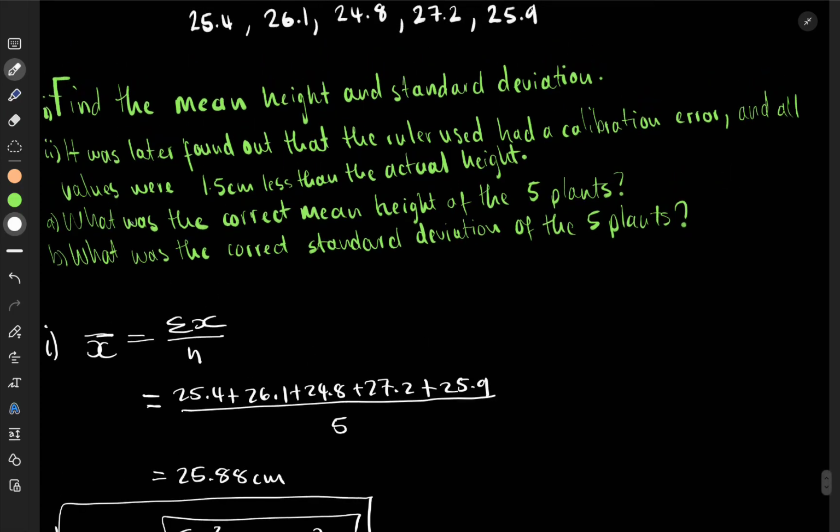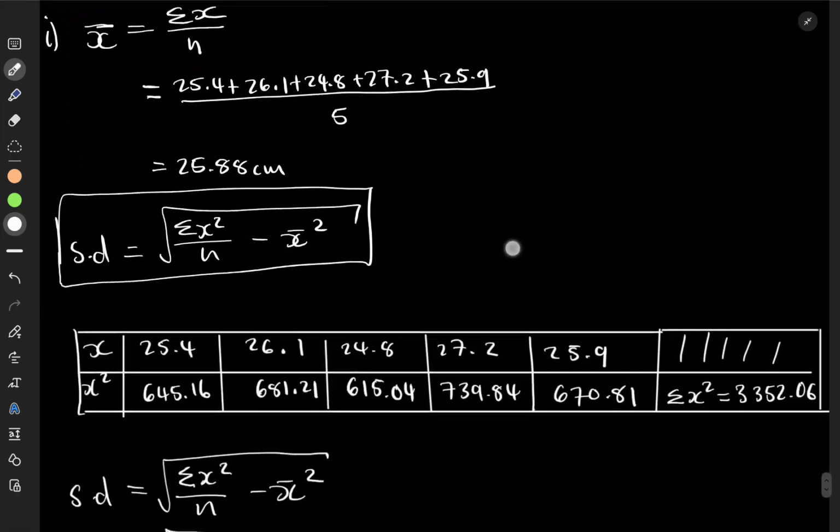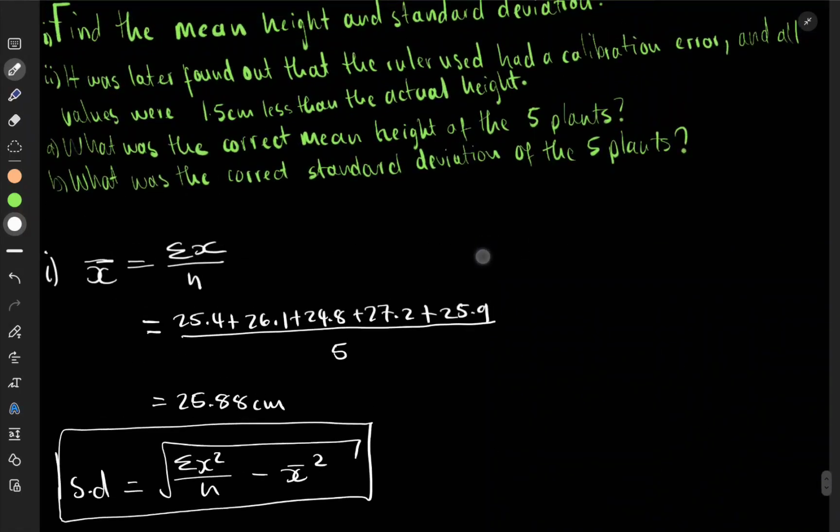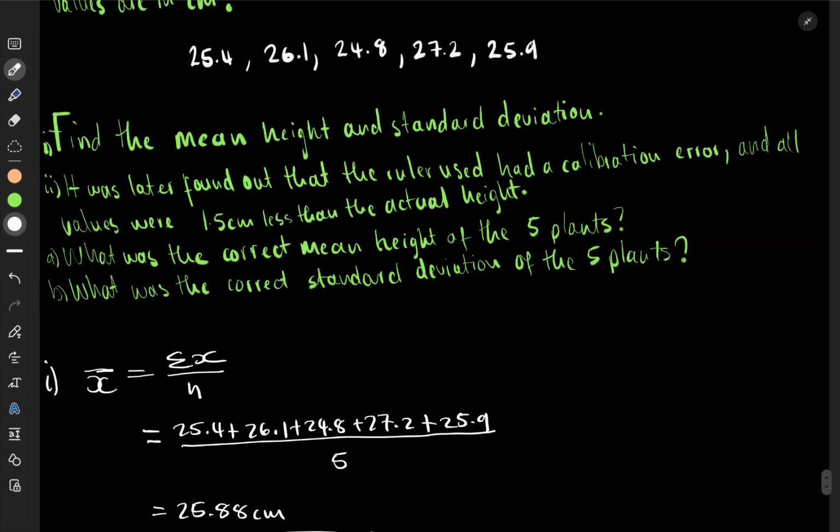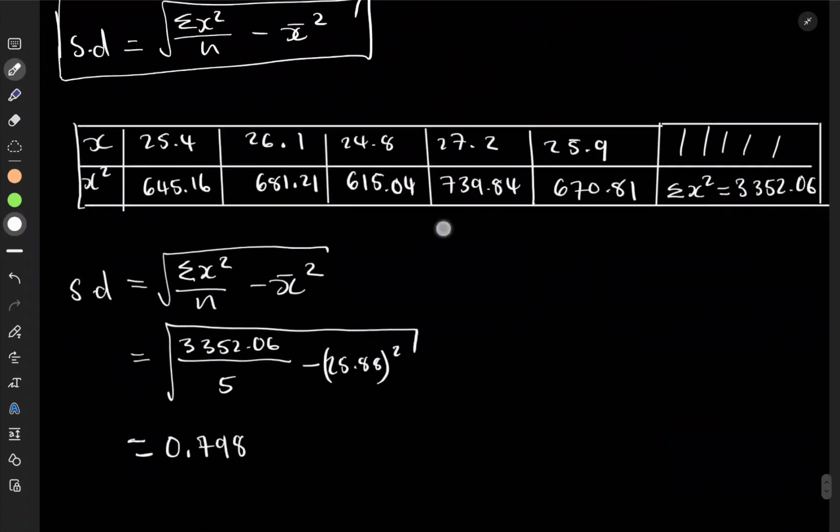All values were 1.5 centimeters less than the actual height. What was the correct mean of the 5 plants? So to get the correct mean, since all values were 1.5 less, I'm going to add 1.5 to all of them so that I get the true values.